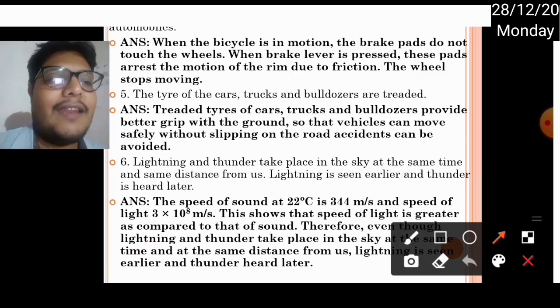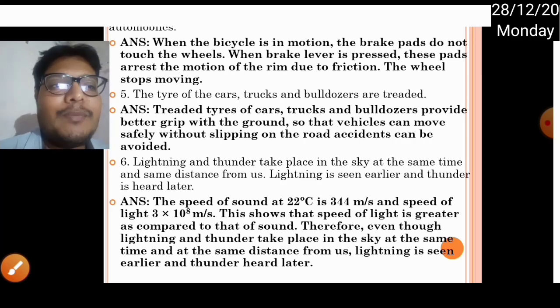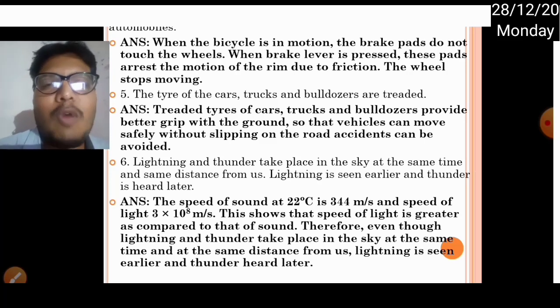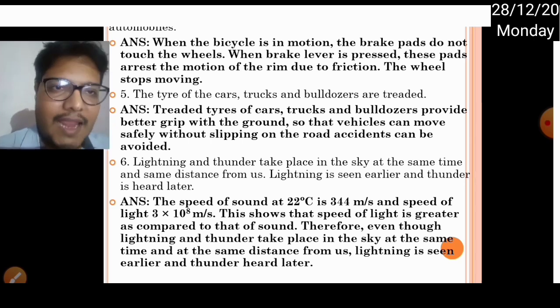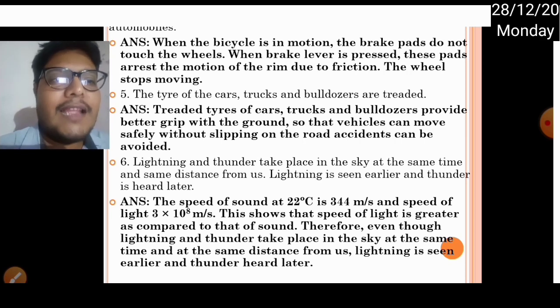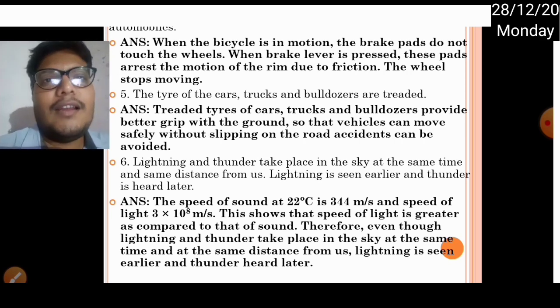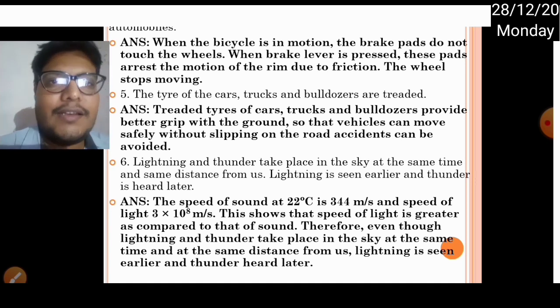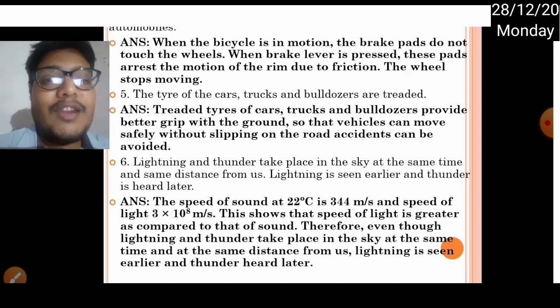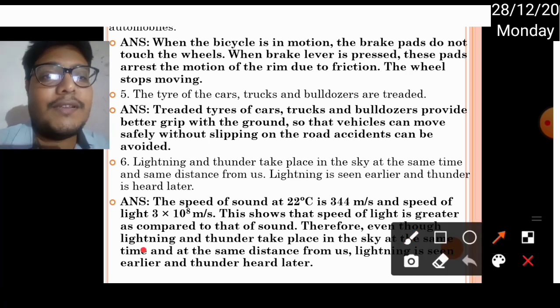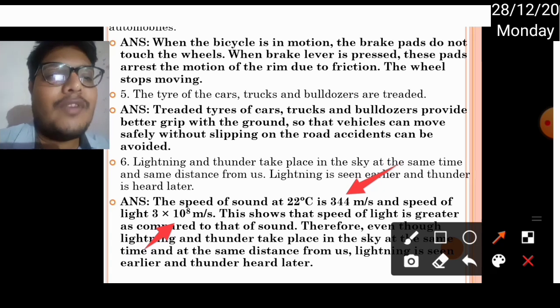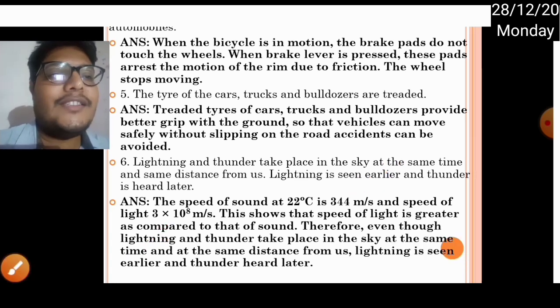Now easily you can identify that. Now what will happen? This shows that the speed of light is greater as compared to that of sound, right? If the speed is more, that thing will reach first, right? Therefore, even though lightning and thunder take place in the sky at the same time and the same distance from us, the lightning is seen earlier and you hear the thunder later. This is the reason, right? So remember these two numbers, the speed of light and the speed of sound. Remember that. Okay, so let's see the next.